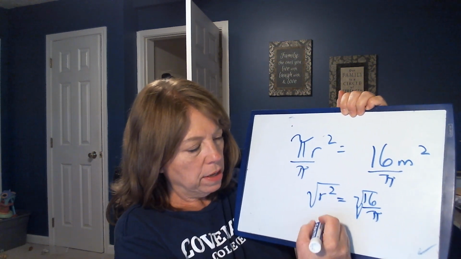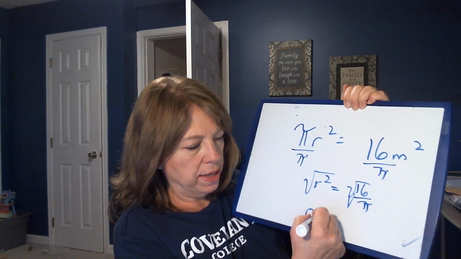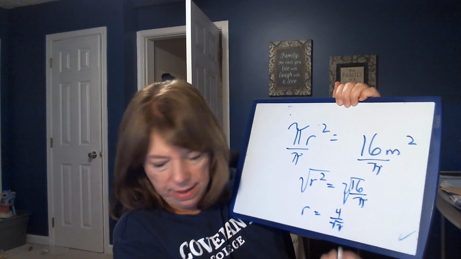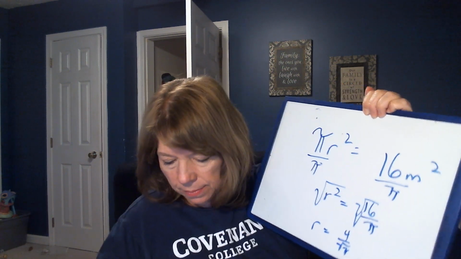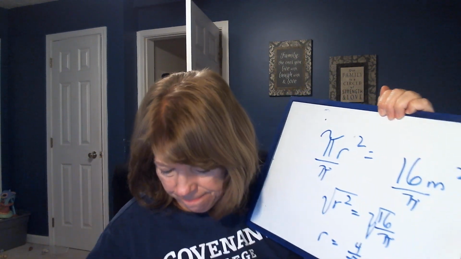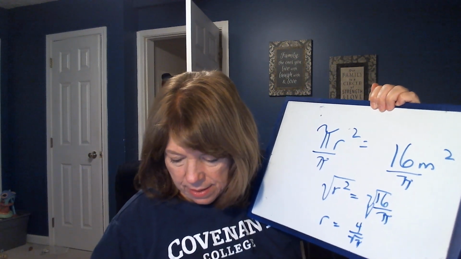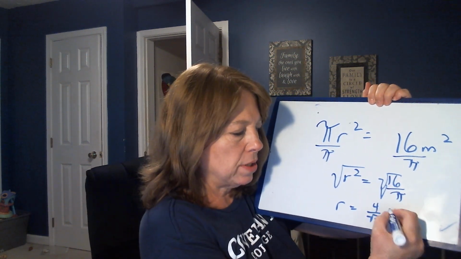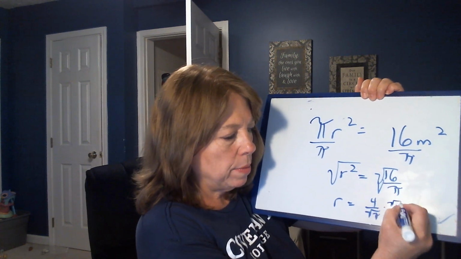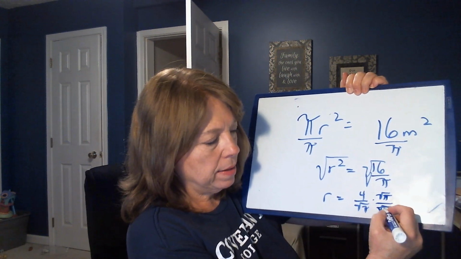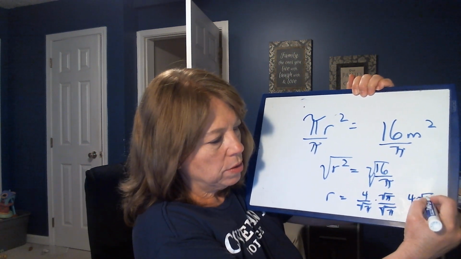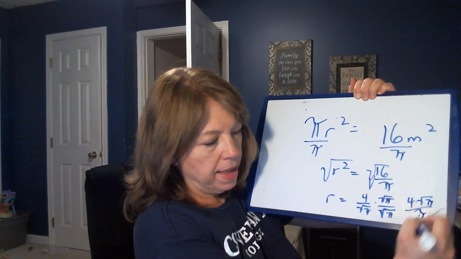Let's go all the way down. So here we have r is equal to the square root of 16, which is 4, over the square root of pi. Okay, I lost my place. You can do that, but you can't leave the square root in the denominator, so we have to multiply by the square root of pi over the square root of pi. So we wind up with 4 times the square root of pi over pi, and that is actually the answer C.